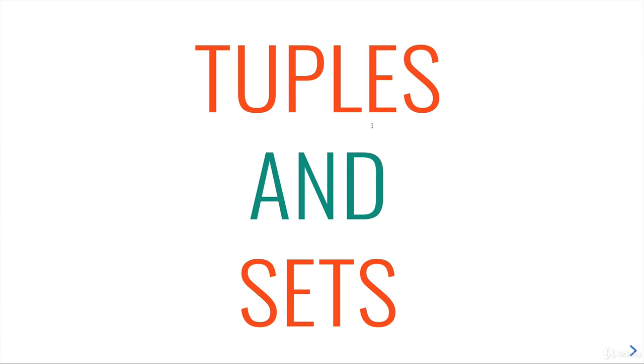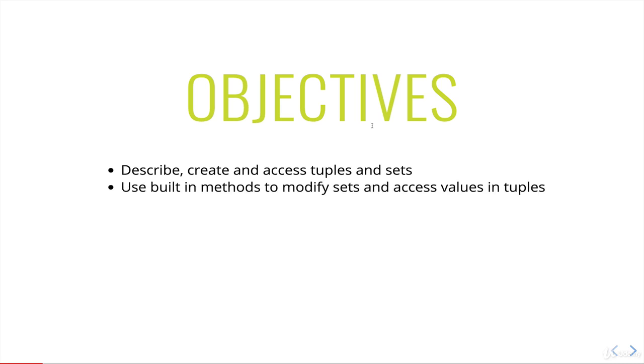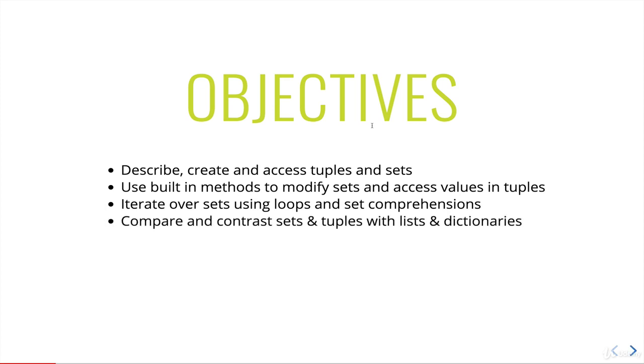And the first thing I'll do is just quickly highlight our objectives. So these are two new structures, and first we want to just be able to describe what they are, how they compare to things like lists and dictionaries, and then create and access them. We want to learn about the built-in methods, just like we did with lists and dictionaries. Fortunately, there are way fewer. And then we want to iterate over sets using loops and set comprehensions, and we'll also compare and contrast sets and tuples with lists and dictionaries.